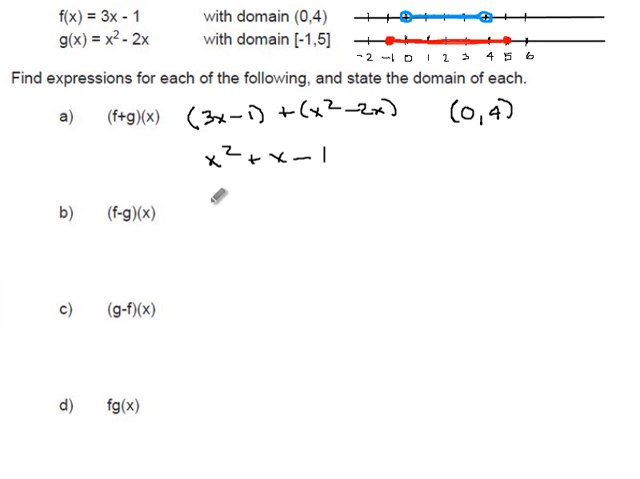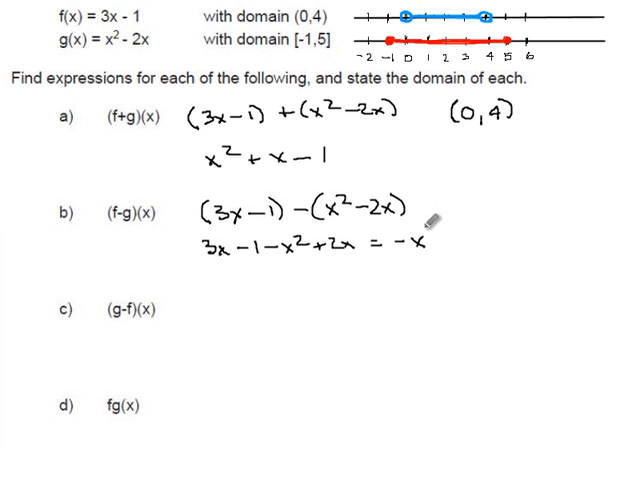If we're subtracting them, we do f minus g. 3x minus 1 minus, remember to bracket function g because that minus is going to affect the entire expression. We get 3x minus 1 minus x squared plus 2x, which cleans up to minus x squared plus 5x minus 1, if I'm not mistaken. And the domain again is going to be 0, 4. I'm afraid we're going to get 0, 4 a lot for these combinations that use f and g. They're all going to only work when both functions exist.